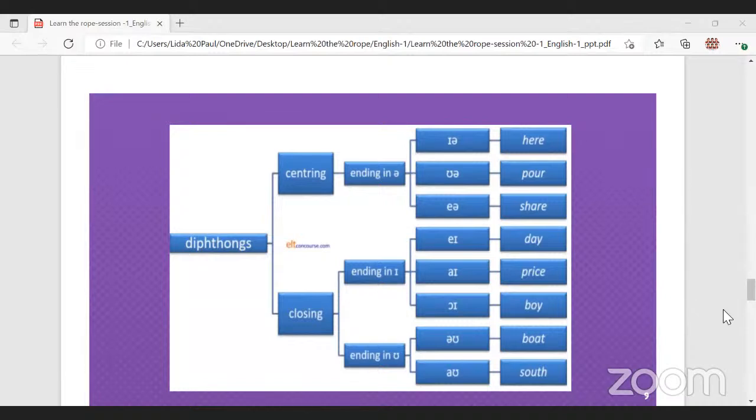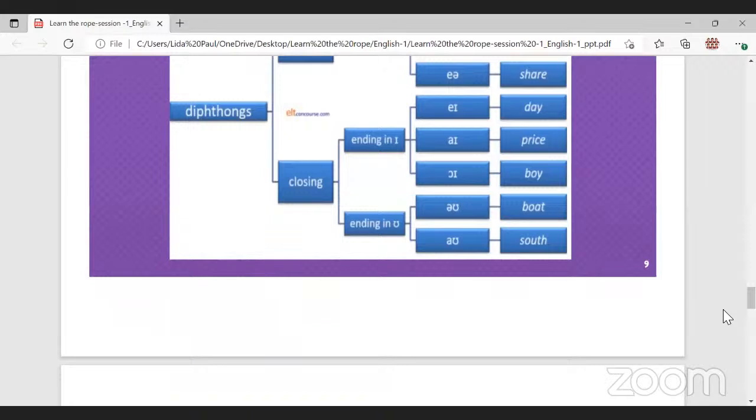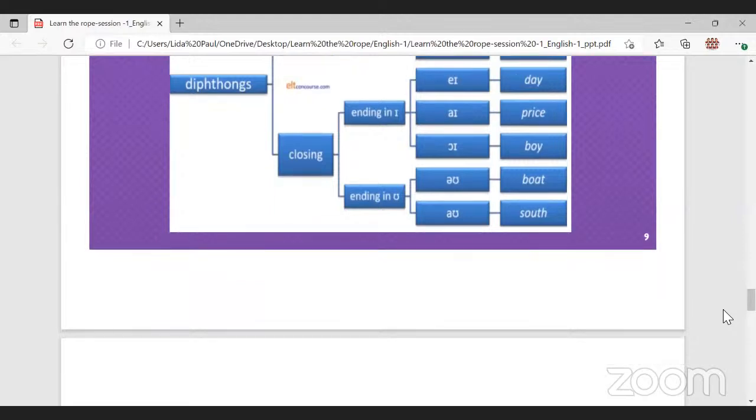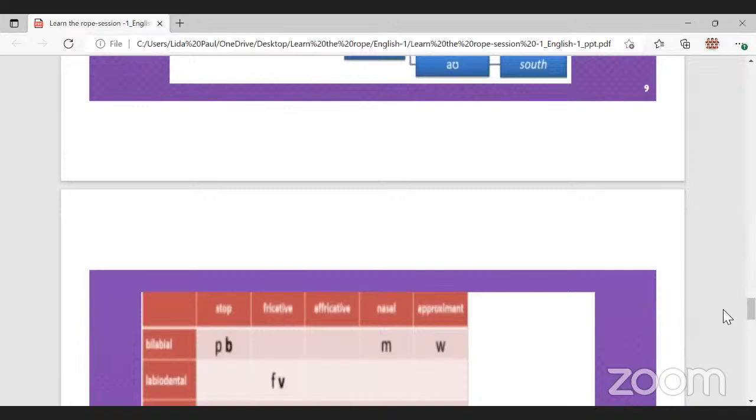Okay, and then the last one you have here is ow. The last diphthong, a and u, ow, as in south, cow. Okay, bow, etc. So a total of 20 sounds, out of which 12 of them are pure vowels, monophthongs, and then you have 8 diphthongs, made by the combination of 2 pure vowels.